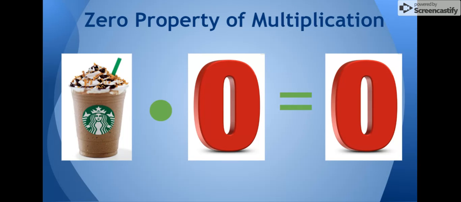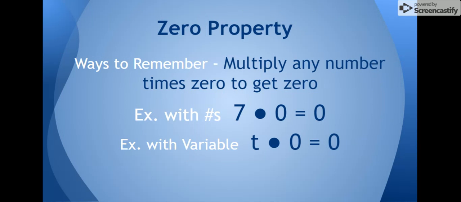So zero property of multiplication, you have a Starbucks, you multiply it by 0, and now you don't have a Starbucks anymore. So before we were getting identity property where it equaled itself, here is zero property where it equals 0. So ways to remember, multiply any number times 0 to get 0. So 7 times 0 is 0. t times 0 is 0. So multiply anything times 0 to get 0. That is the zero property.